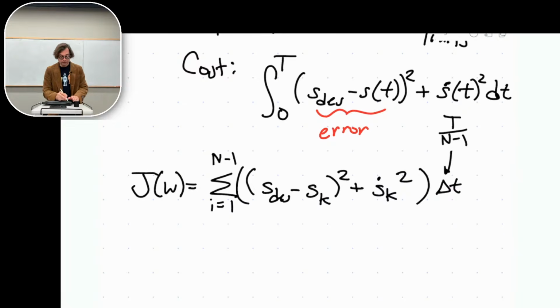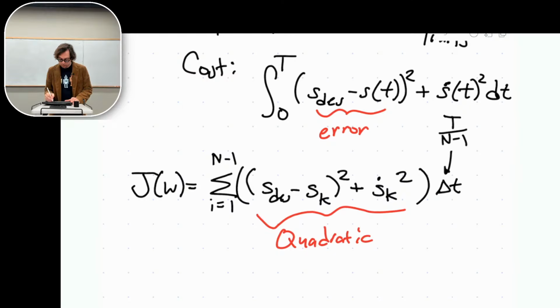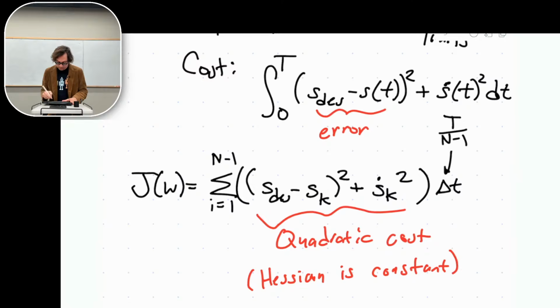And you'll note that this cost is a quadratic cost. You can check by taking that cost and taking the Hessian, the second derivative, and it should be full of constants. Okay? The Hessian is constant.